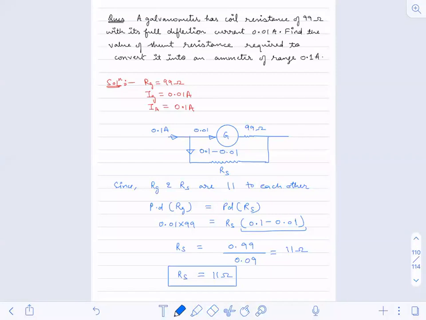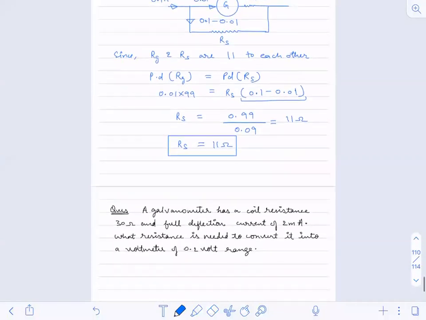So now what I'm trying to say is that if I pass 0.1 ampere current through the main circuit, 0.01 ampere passes through the galvanometer and 0.09 passes through the shunt. At that time I will get full deflection. Now suppose I'm passing 0.09 through the main circuit, 0.09 only. What will happen? Let us do the calculation for that also.